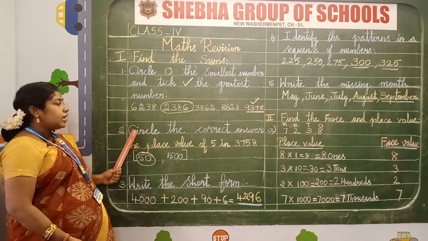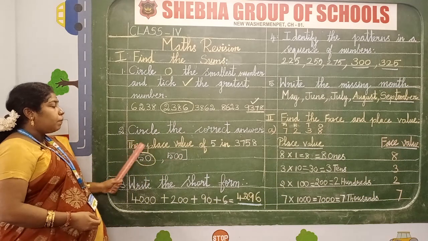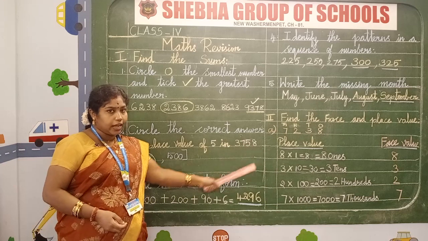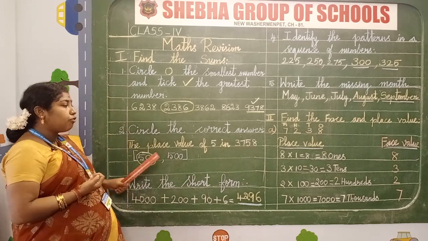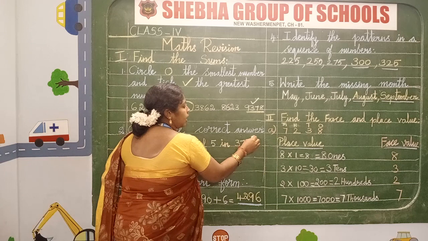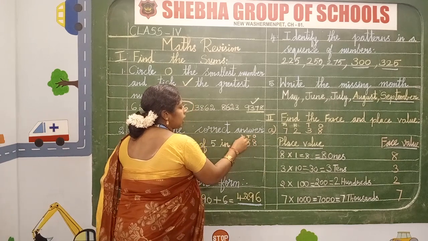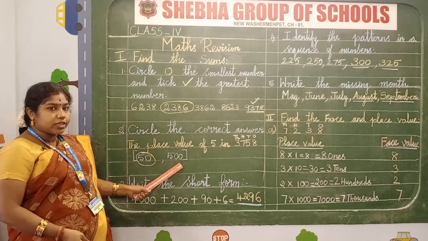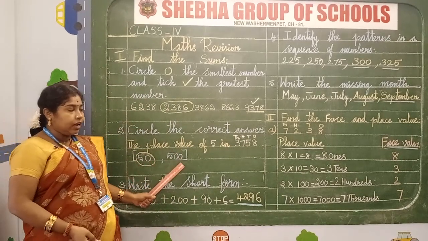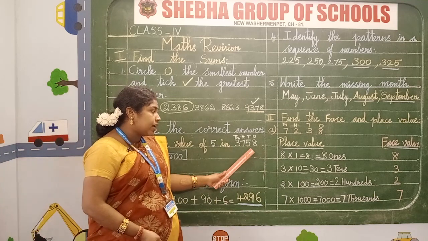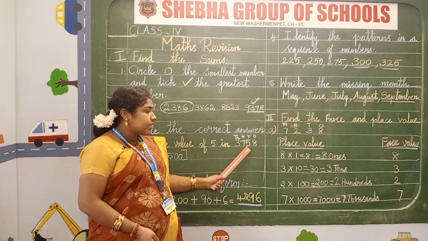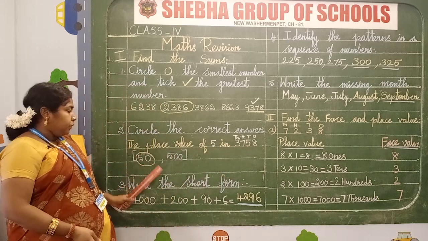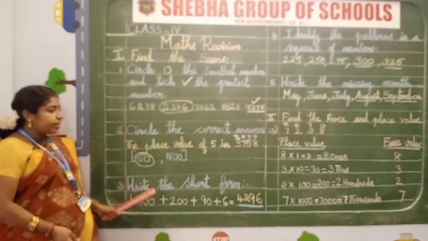Next one, circle the correct answer. The place value of 5 in 3758. So how to find the place value of 5? Let us write the ones, tens, hundreds and thousands. Clear? They have given you two options, 50 and 500. Now tell me children, what is the place value of 5 here? Yes, it is in the tens place. So we get the answer 50. Clear?